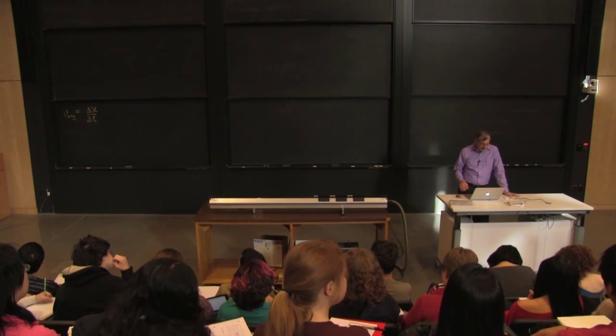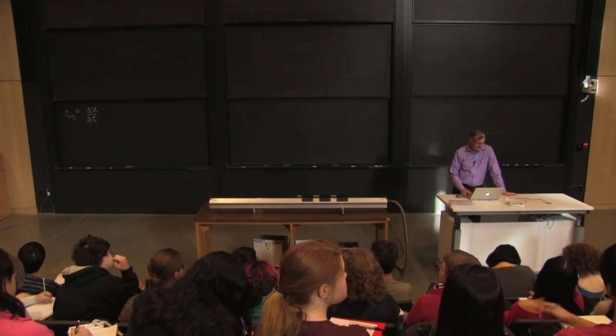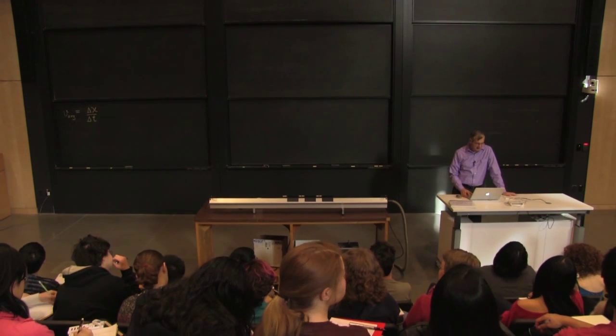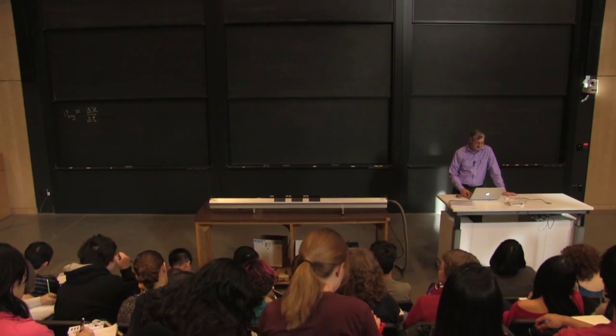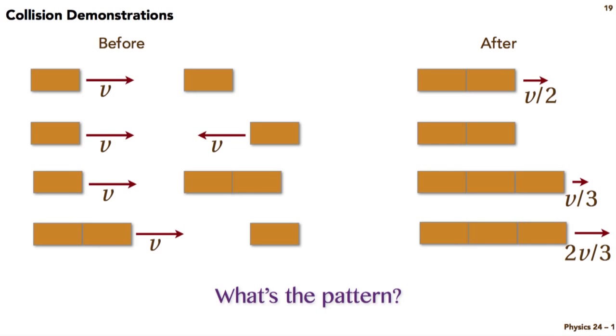So if we have one coming in at speed v and attacking an identical object at rest, they stick together. Afterwards, we observe the speed is v over 2. If, on the other hand, we have two of them coming in from opposite directions, same speed, then afterwards, nothing.